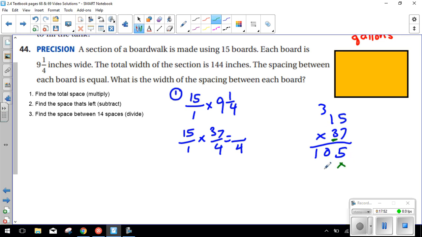That means my first number goes right here. 3 times 5 is 15. 3 times 1 is 3, plus 1 is 4. We add 5, 5, 5. So I get 555 over 4.